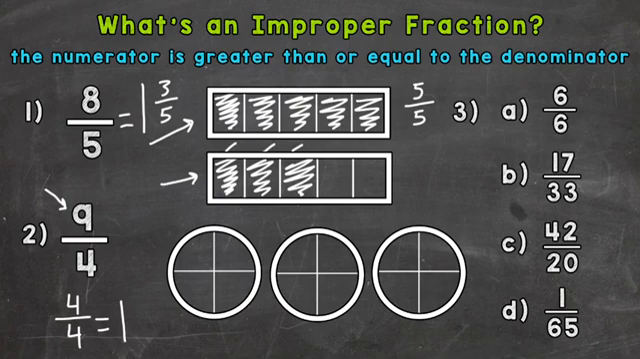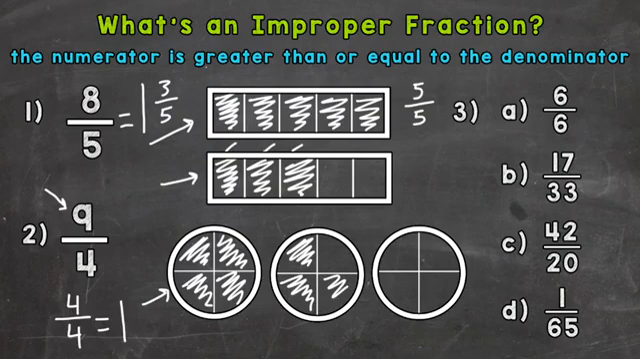And let's model this one. So we have whole circles to the right here, and they are each cut into fourths. So we need to fill in 9/4. So 1, 2, 3, and 4/4. So you can see 1 whole there. 5, 6, 7, 8, and 9. So we have 2 whole circles filled in. And then right here, we have 1/4. So 9/4 equals 2 1/4.